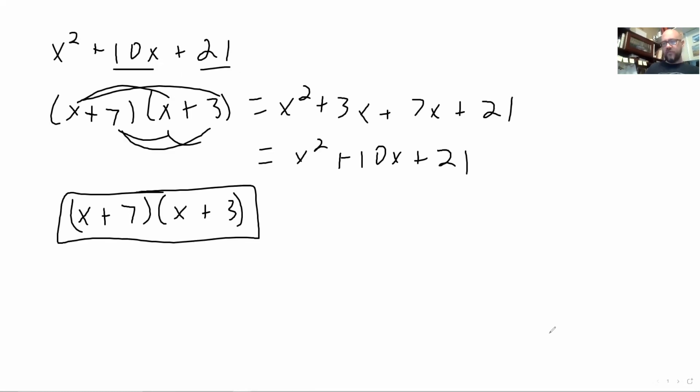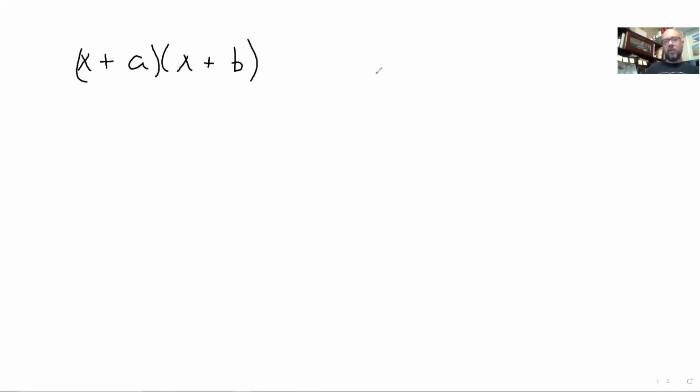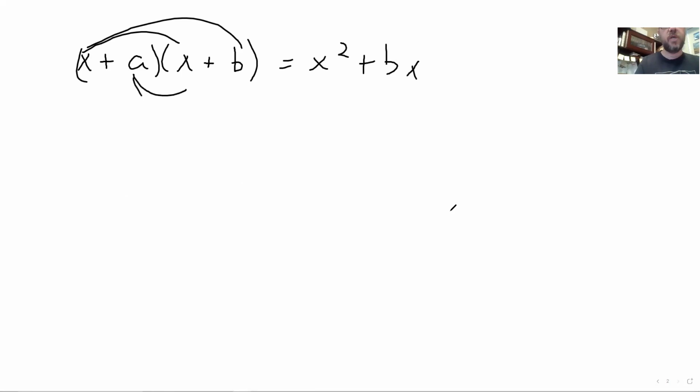I'm going to start with two binomials with a leading coefficient of 1. So the numbers that I'm looking for in the parentheses are a and b, right? I don't know what they are, basically. Here they were 7 and 3, but here I'm not assuming that I know what they are. So x plus a and x plus b. Let's multiply this out. We get x squared plus bx, and this is ax plus ab.